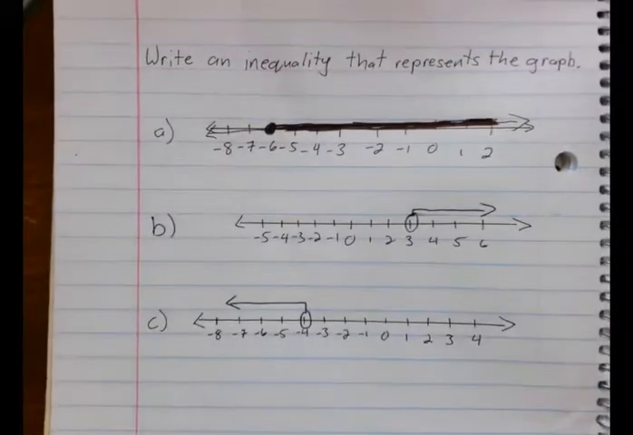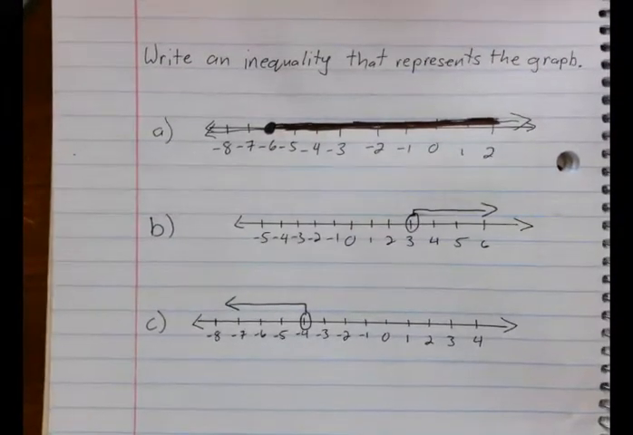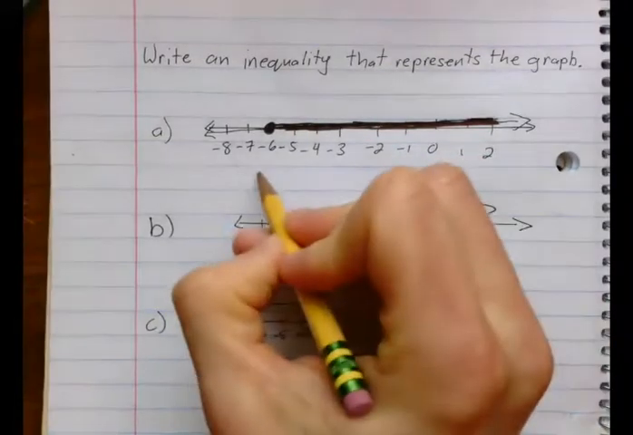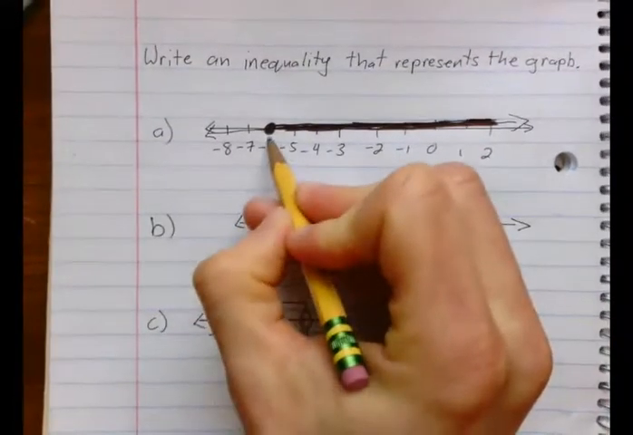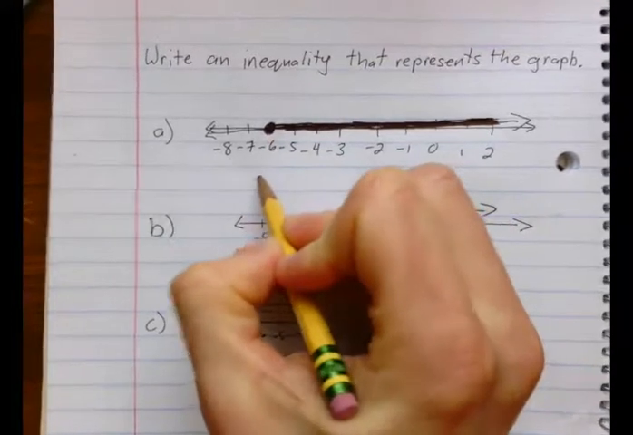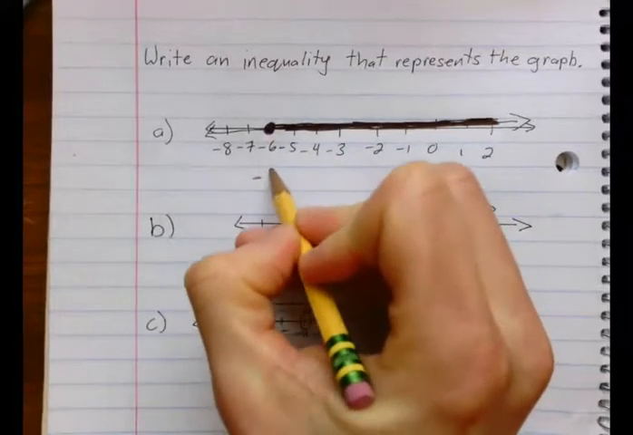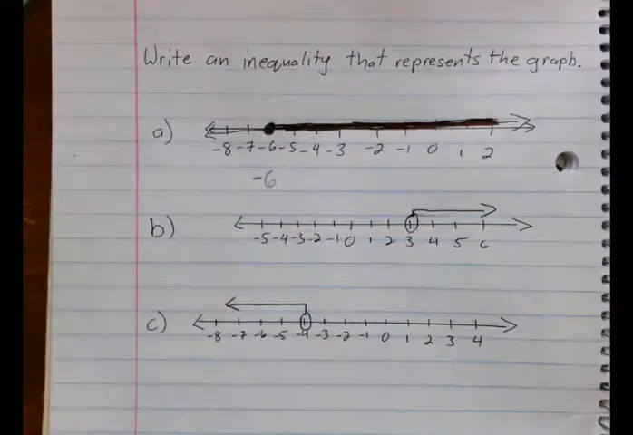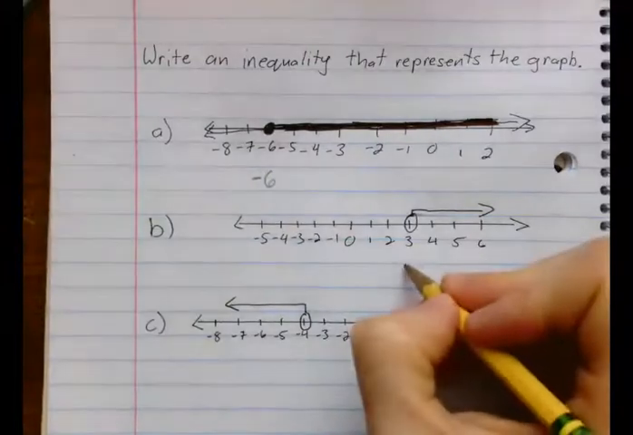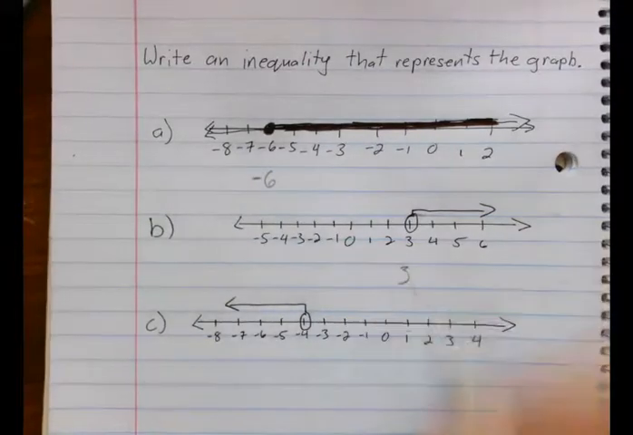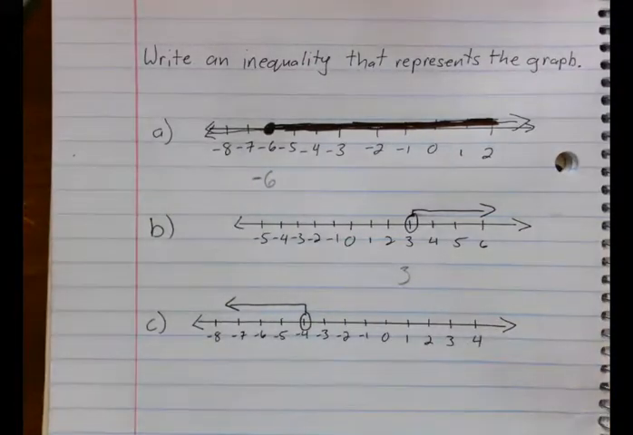So in part A, you can see that we have a filled in circle. So first, I recommend writing down that number that's indicated. So the number that's indicated is -6. So I'm going to fill that in, -6. Same thing in part B here. I can just write down the number that's indicated, 3. So whatever circle, I'm going to write that down.